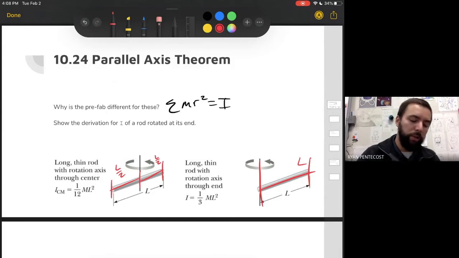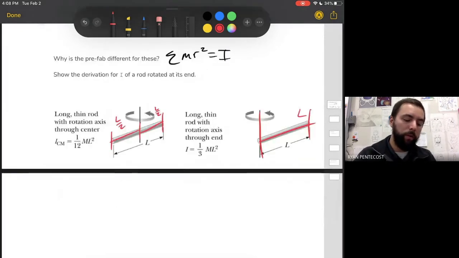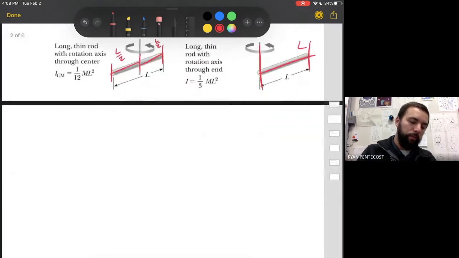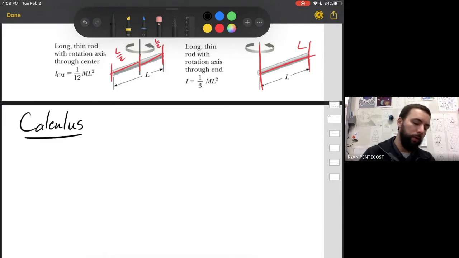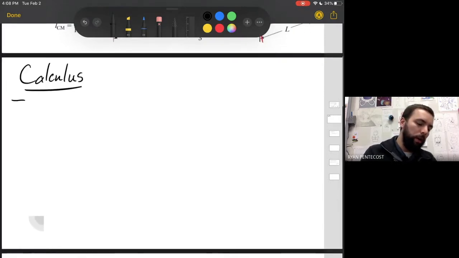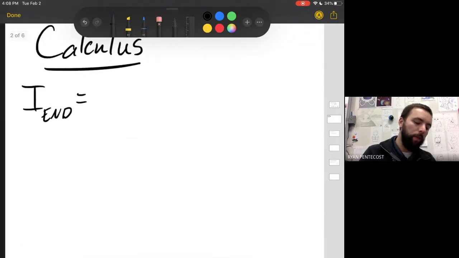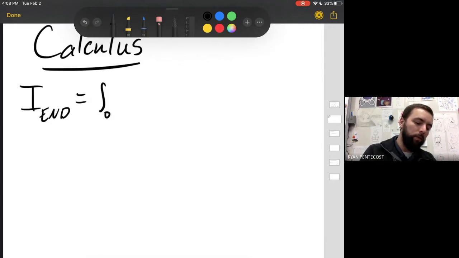Now it asks us to show the derivation of the moment of inertia of a rod rotated at its end. First I will do the calculus part, and then I will show you the parallel axis theorem shortcut. So if we want this moment of inertia where the axis is on the end, you will do the integral from 0 to L of r squared dm.